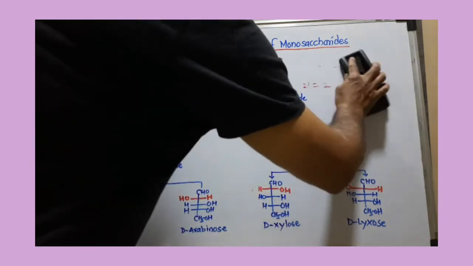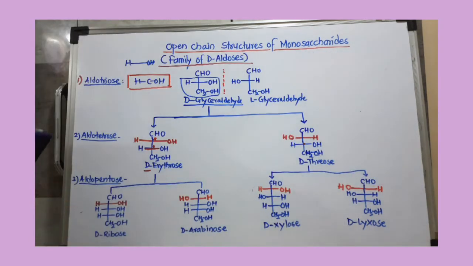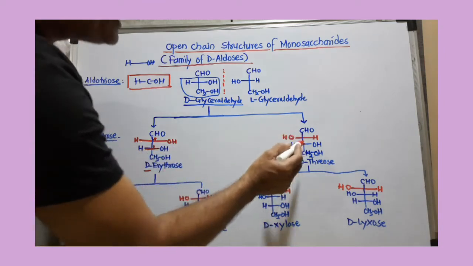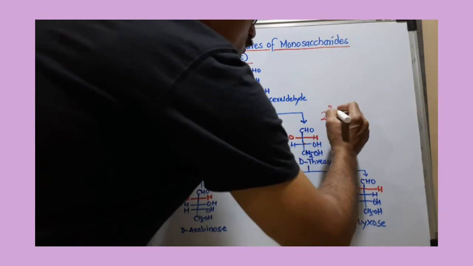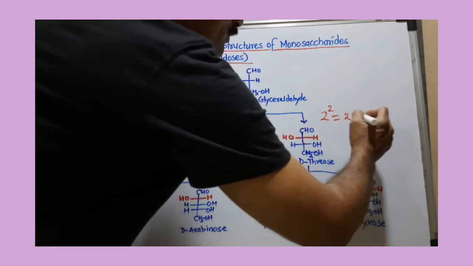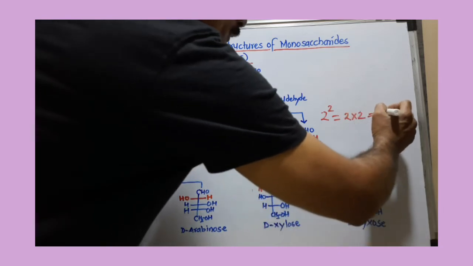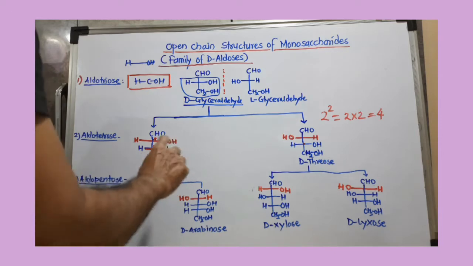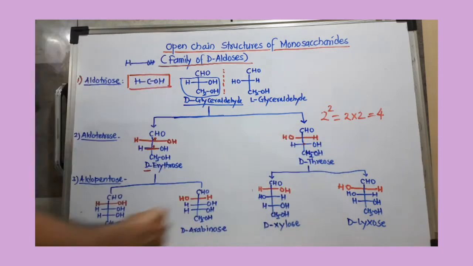Now if I move towards aldotetrose, you find out how many chiral carbons? 1 and 2. So n value is 2, and if I put that value there, that will be 2 into 2. 2 2s are 4. So we actually get 4 stereoisomers, but we have drawn here only 2 stereoisomers. And what about the remaining 2?